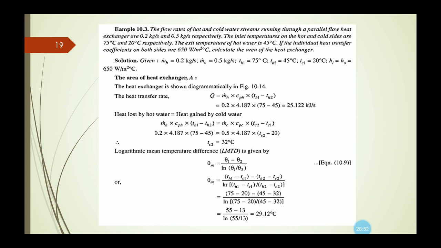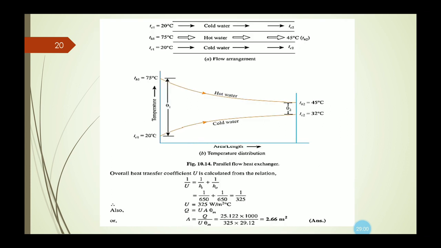Now to find the area of the heat exchanger, this is the diagram actually for the parallel flow heat exchanger analysis. In this diagram we can see that Th1, that is the inlet temperature of the hot fluid, is 75 degrees, this is given. Th2 is given as 45 degrees centigrade. Tc1 is given as 20 degrees centigrade, and Tc2, which is written here as 32 degrees centigrade, we need to calculate by using different equations in this numerical.